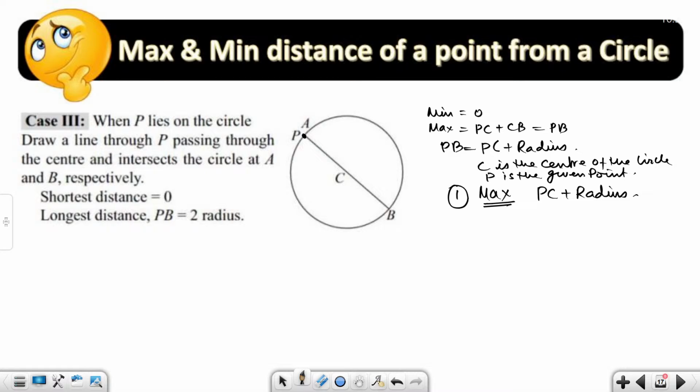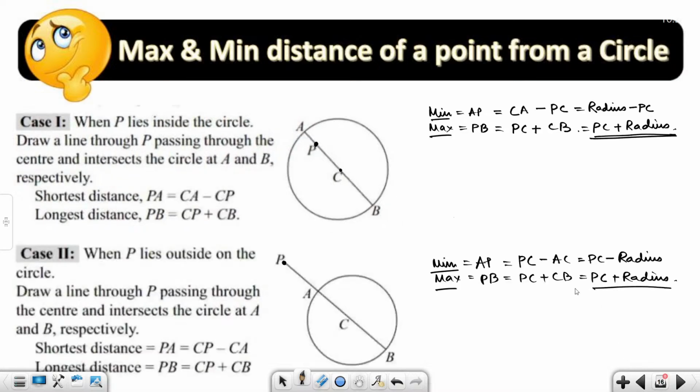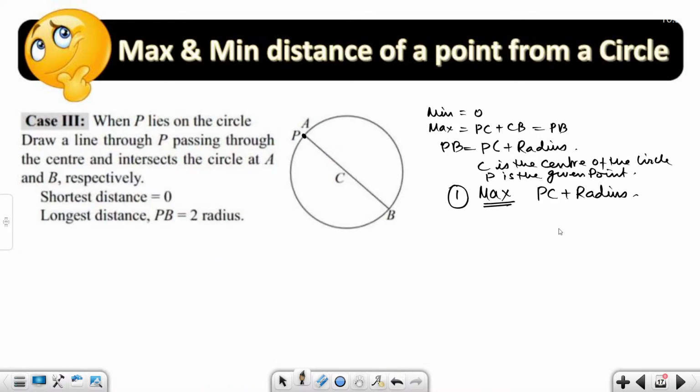Okay, so the maximum distance is PC plus its radius, irrespective of the position of P, whether it is outside or inside or on the circle, because in the outside case we got the same answer. In the case of inside, when the point is inside the circle, we got the maximum value as the same, PC plus radius. Yes or no? In the third case also we got PC plus radius. So the maximum distance of the point from the circle is always PC plus radius.